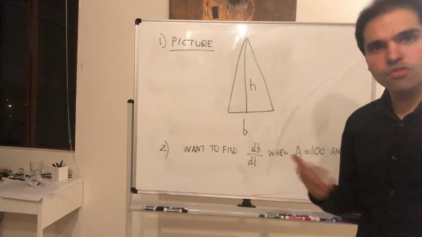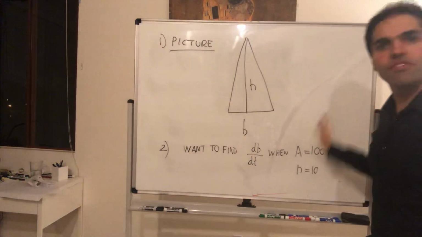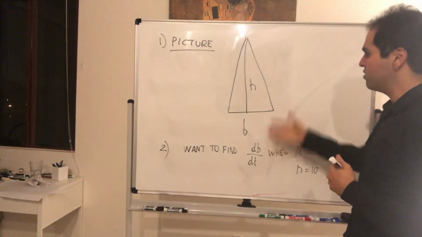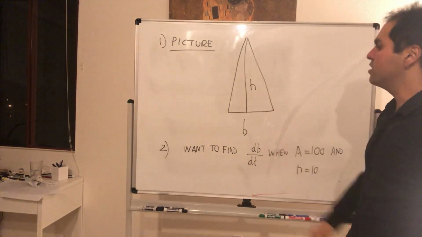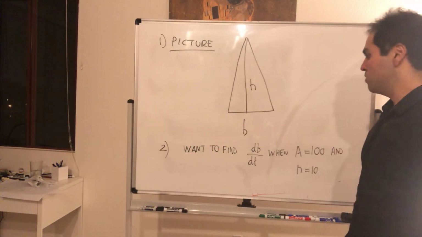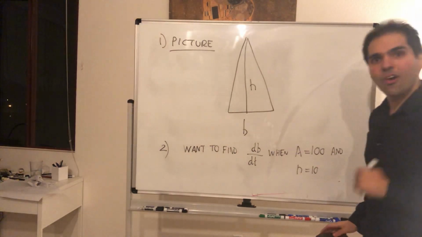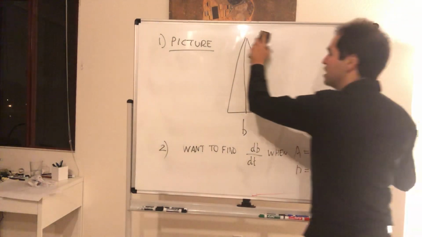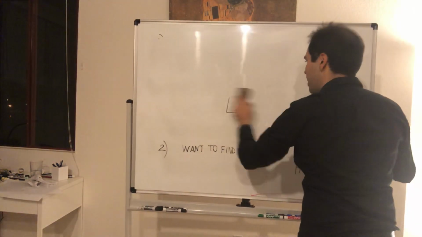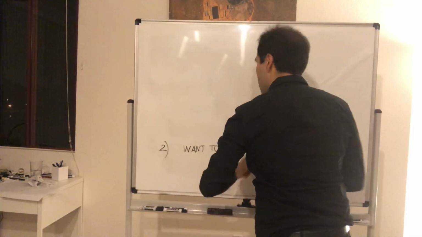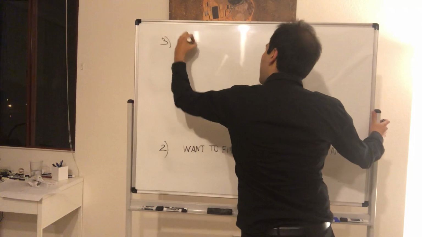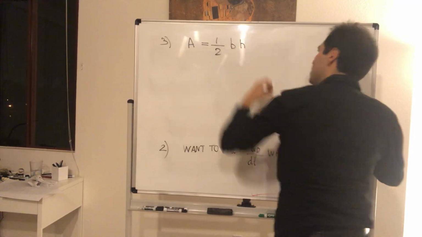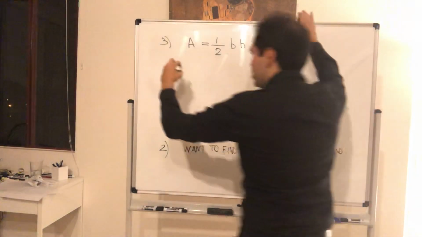Then the next step is to figure out some kind of equation that relates all of the variables. So here what we would like is some equation that relates the area of the triangle with b and h. And this is sometimes a hard step. Here it's easy because you just use the formula for the area of a triangle. So A is 1/2 b times h. And then the next step is to differentiate.